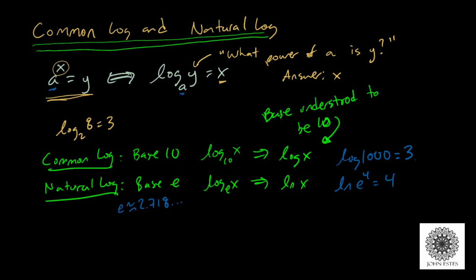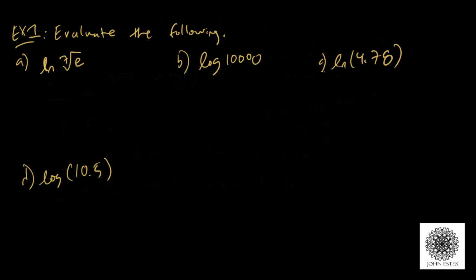Now to understand common and natural log a little bit more, I'm just going to do a few examples. Okay, so for my example, I want to evaluate the following, and for a, I want to evaluate ln of the 7th root of e. Now if we remember that the 7th root is the same thing as saying e to the 1/7 power, I think this makes a lot of sense, because remember when you see ln, that means log base what? It means log base e. And again, you have to ask yourself, what power of e is this expression in the middle? Well, e to the 1/7 power is the 1/7 power of e. So this equals 1/7.